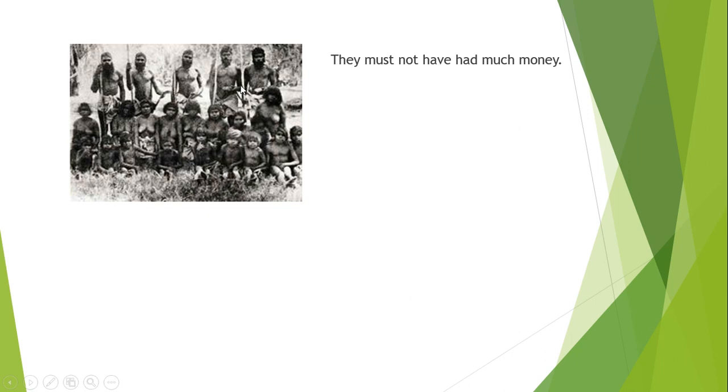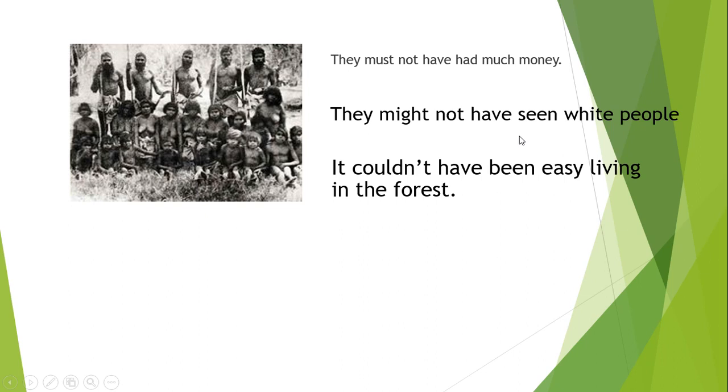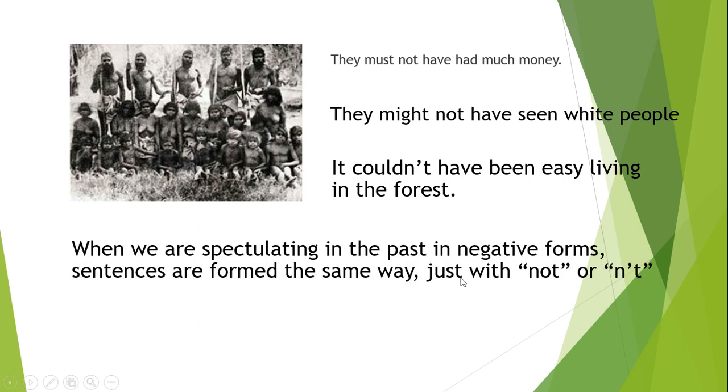So let's have a look and speculate about this. They must not have had much money. They might not have seen white people. It couldn't have been easy living in the forest. Now you can see here, the examples we have here are negative examples.